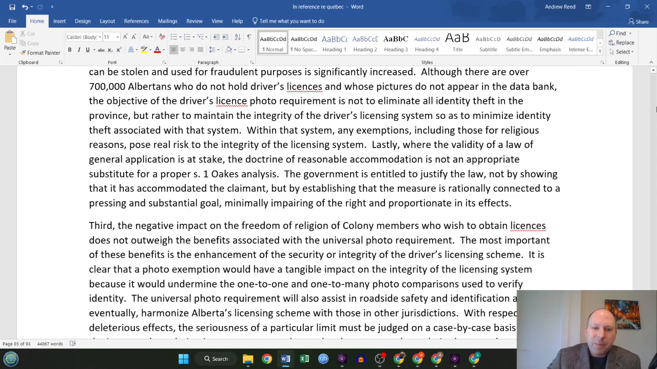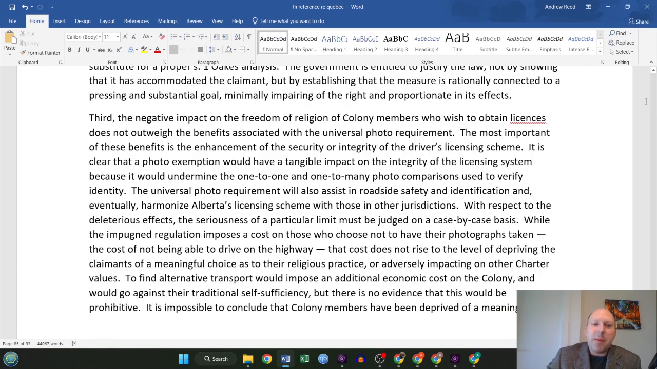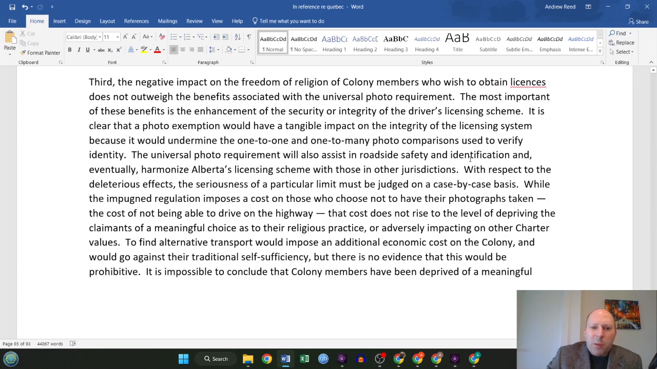Third, the negative impact on the freedom of religion of colony members who wish to obtain licenses does not outweigh the benefits associated with the universal photo requirement. Most important of these benefits is the enhancement of the security of the driver's licensing scheme. It is clear that a photo exemption would have a big impact on this. The universal photo requirement will also assist in roadside safety identification and harmonize Alberta's licensing scheme with those in other jurisdictions.